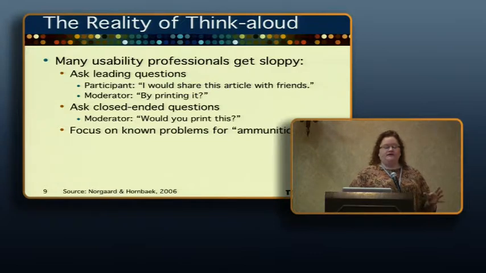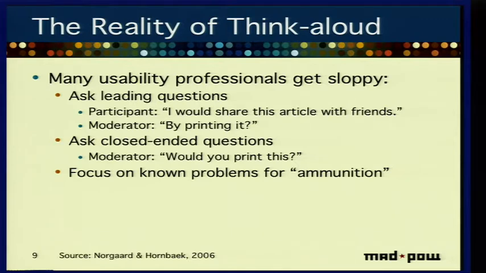They also may focus on known problems for ammunition. Particularly if you have the designer also doing usability testing, they may have a preconceived bias of what they feel the problems are with the test or with the product, and they want to focus just on those things to get ammunition to tell their engineering manager or product manager, this is why we need to change this. But if you're focusing on certain problems and not just observing openly, what's going to happen? You've got blinders on, you're very likely to miss other things. You're also very likely to see exactly what you're looking for, even if it's not necessarily there.